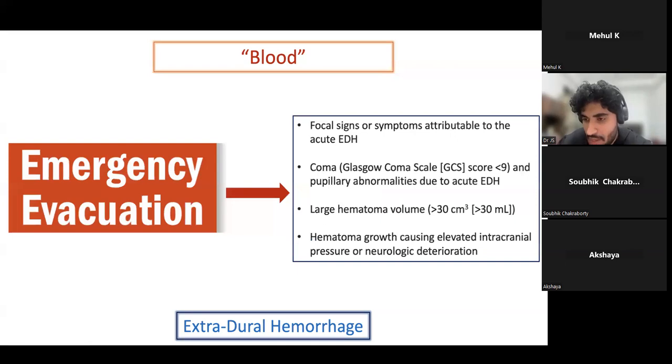EDH has a good prognosis if the patient arrives in emergency and the diagnosis is done early on, when we are aggressively managing that patient. Emergency evacuation is required in certain patients, not in small or minimal EDH, when there are focal signs or symptoms attributable to acute EDH, like the patient is altered, the GCS is low or falling, or when there is a large hematoma volume.